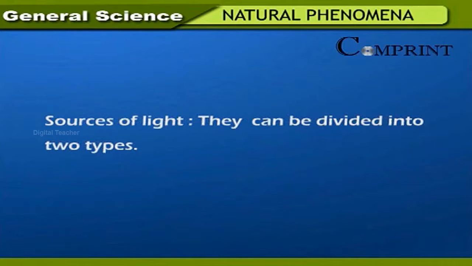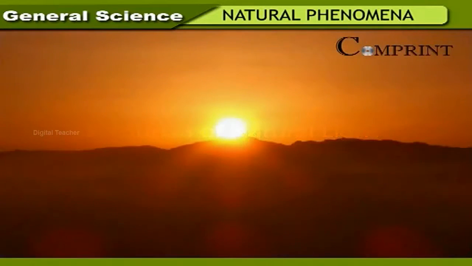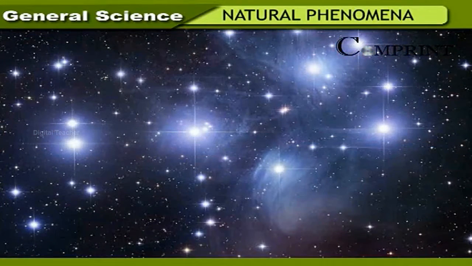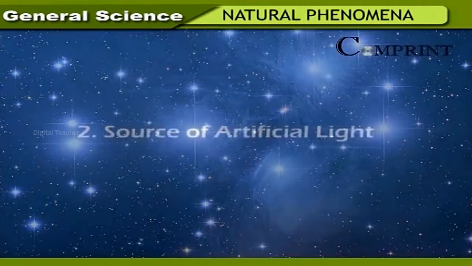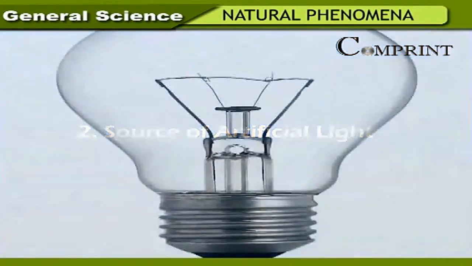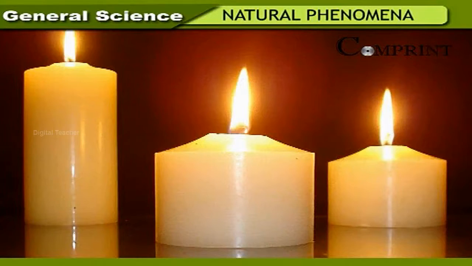Sources of light. They can be divided into two types. 1. Sources of natural light. Example, sun, stars, glowworms, etc. Sources of natural light are also called self-luminous bodies. 2. Sources of artificial light. Example, electric bulb, torchlight, candle, etc.